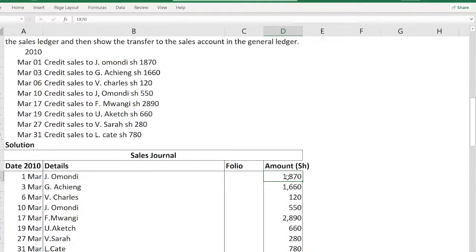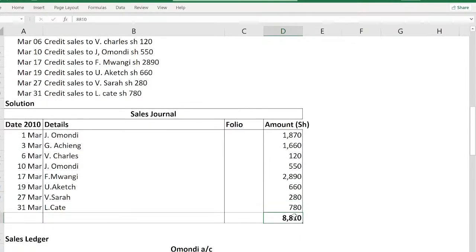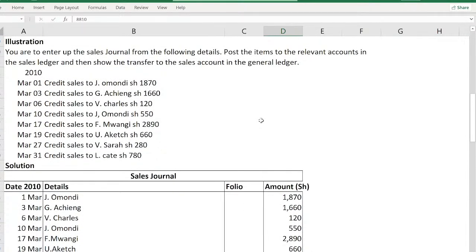We are going to indicate again for Achieng 1660. March 3, then we have Charles March 6 of 120. March 10, Omondi again 550. F. Mwangi 2890. U. Akech for 660. V. Sala for 280 and L. Kit for 780. Then we total them: 8,810, that you shall transfer to the general ledger or the sale accounts.